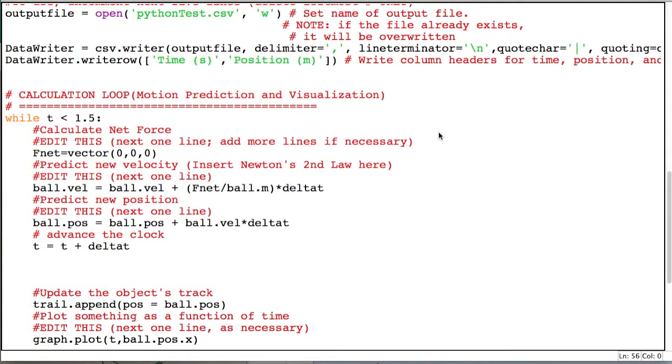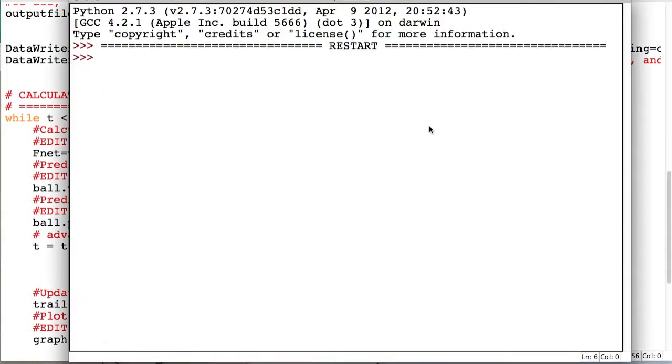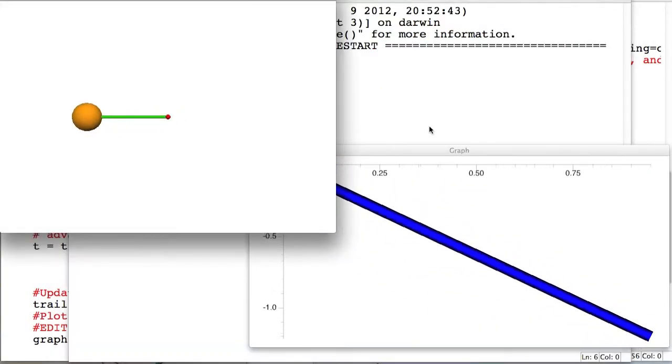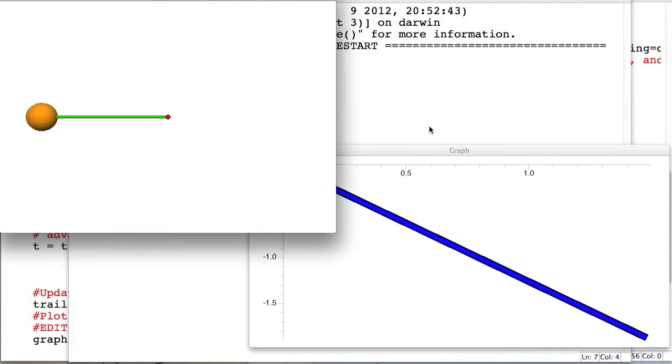The line that is highlighted is the fundamental principle itself. The net force was represented with the vector 0, 0, 0, so that the overall force in the model would remain 0. Here is the computational model in action. The ball moves in the same direction and fashion as the basketball, and the corresponding graph is nearly identical.